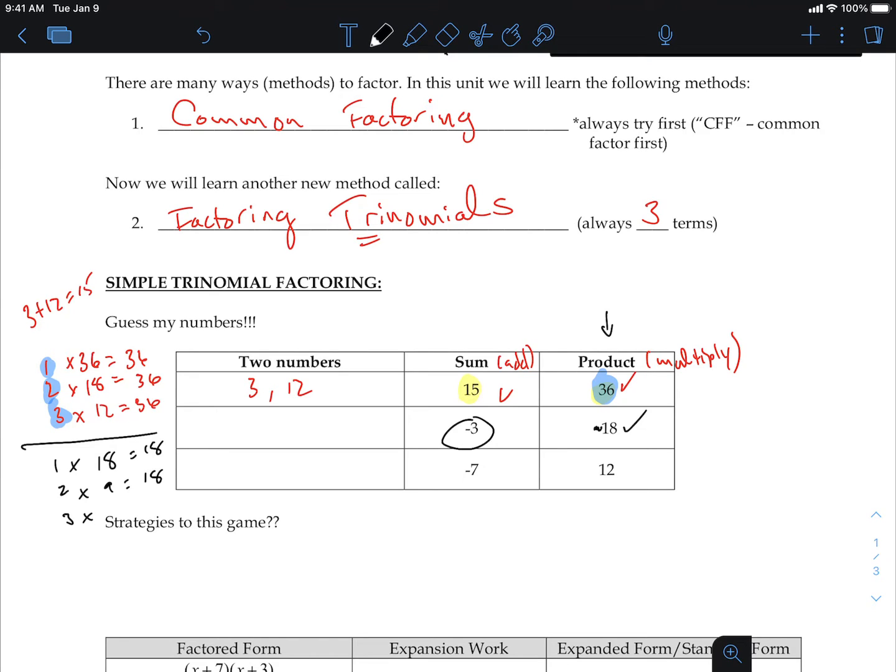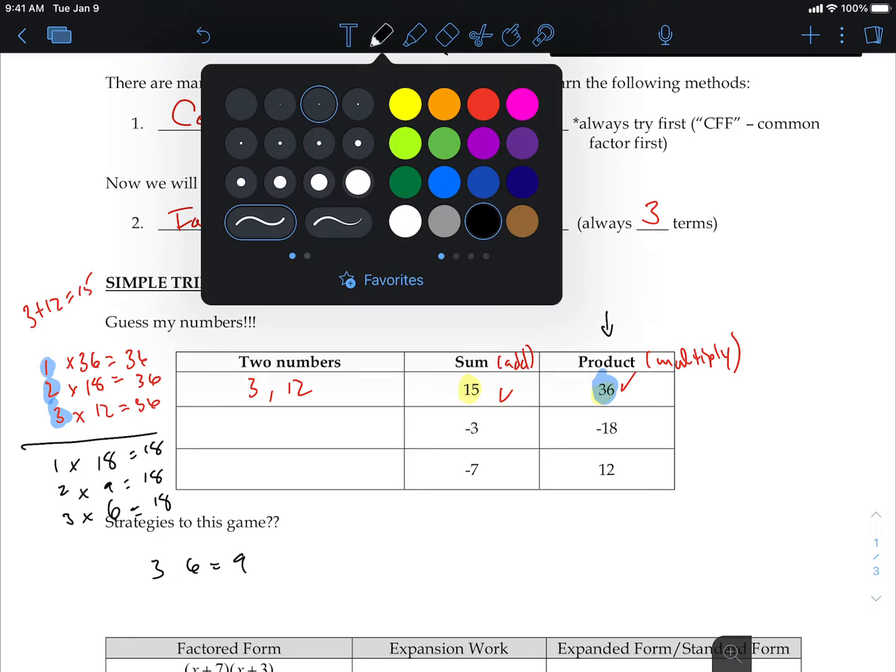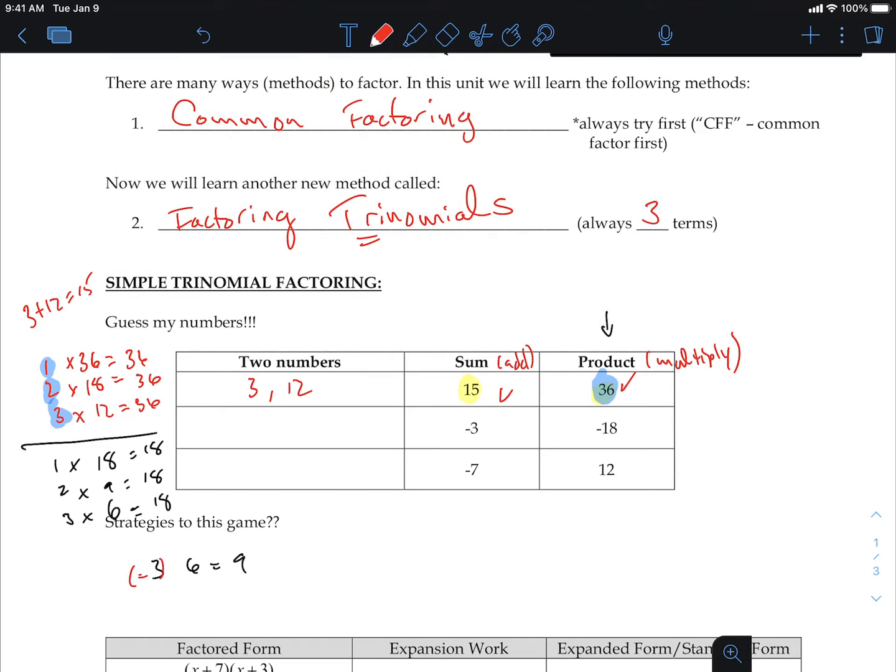We're stuck, but we just keep going until we find something that works. 3. 3 times what gives me 18? 3 times 6 equals 18. Okay, well that checks out the product. But here's the issue. 3 plus 6 equals 9. I need it to equal negative 3. It's at this point that we go, oh yeah, I forgot our number's supposed to be negative. That changes things, because if either of these two numbers is negative, negative 3 times 6 is going to be negative 18. So the negative checks out now. But if I add this together, negative 3 plus 6, that's not equal to negative 3, that's equal to positive 3. Well, that's not a big deal because I can switch the sign, no problem.